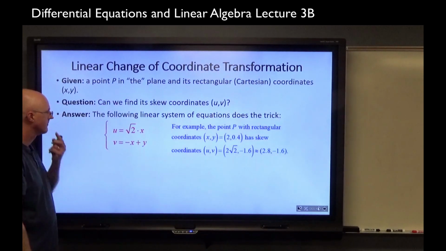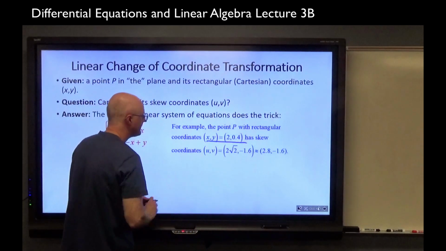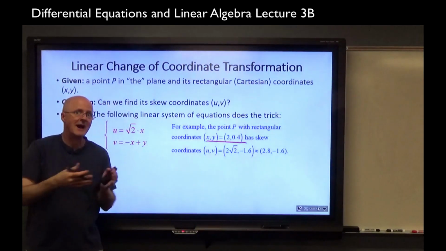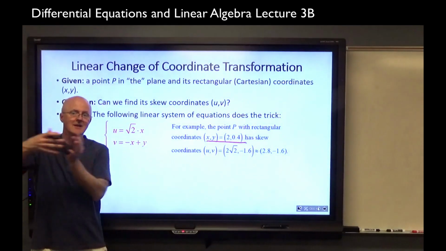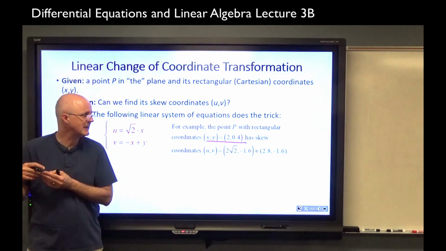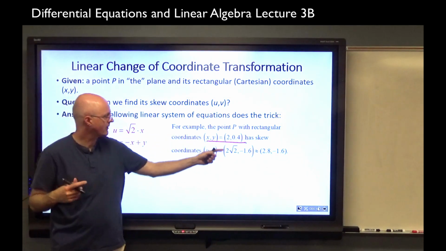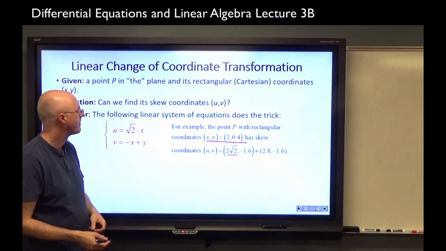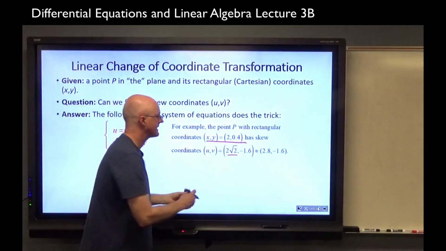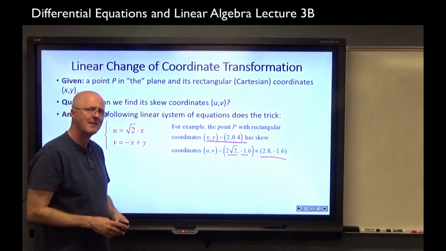For example, considering our point 2, 0.4, on the left picture, if I change the axes and made them UV axes, like in the right picture, what would the new coordinates of that point be in U and V? Plug into these equations. U would be square root of 2 times x, square root of 2 times 2. And V would be negative x plus y. Negative 2 plus 0.4 is negative 1.6. About this. Does that make sense?